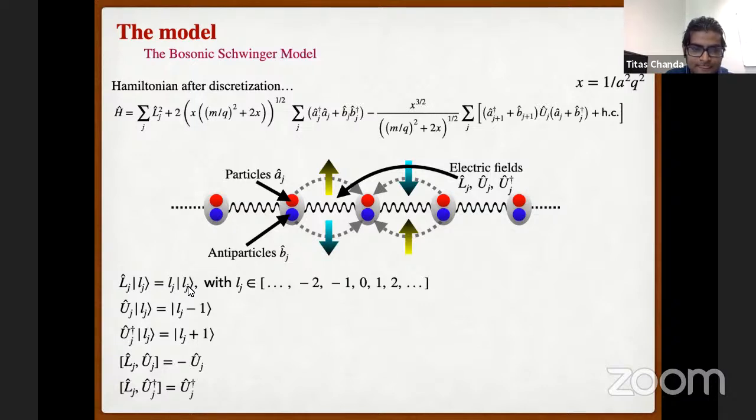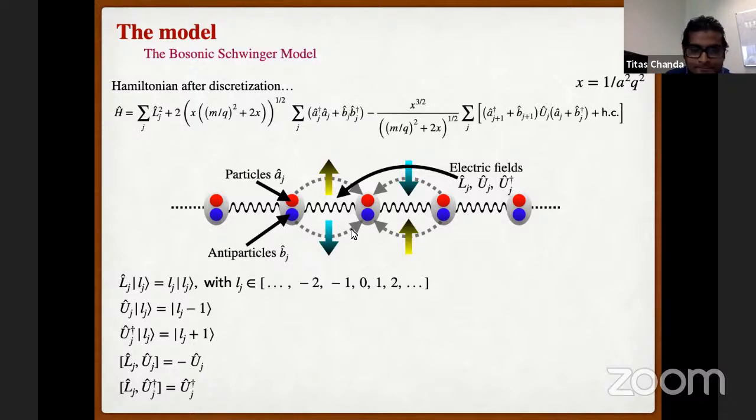Okay, so in this Hamiltonian, we have first the L squared term, which is just the electric term. Then for these bonds, we have a chemical potential term for the matter. Then we have a tunneling term, which is mediated by the gauge field. This tunneling happens in such a way that if a particle moves towards the right, then the electric field is raised by 1, and if it tunnels towards the left, then it is lowered by 1. And the opposite happens for the antiparticles.